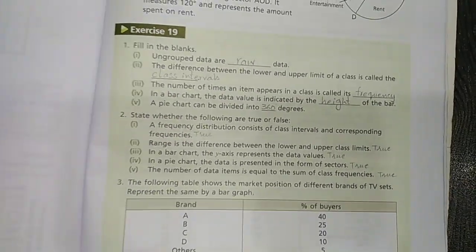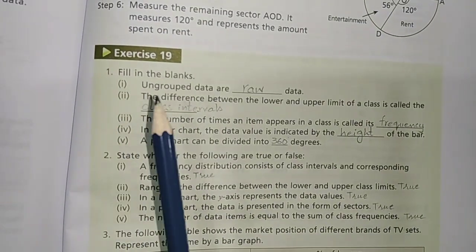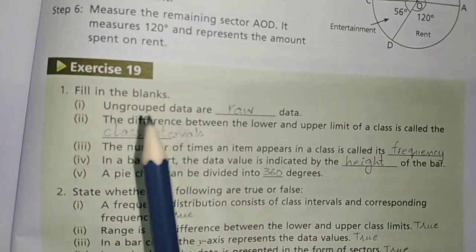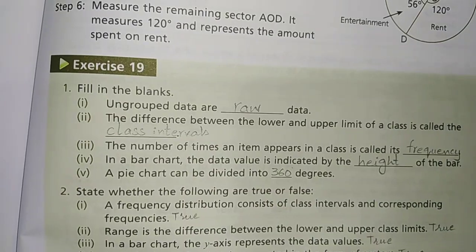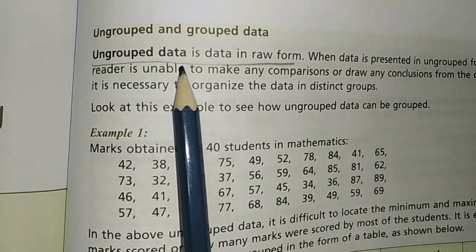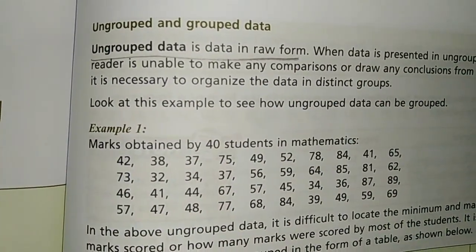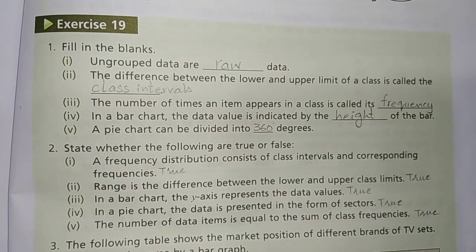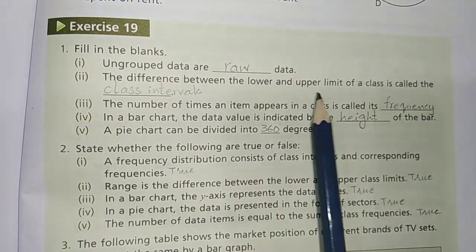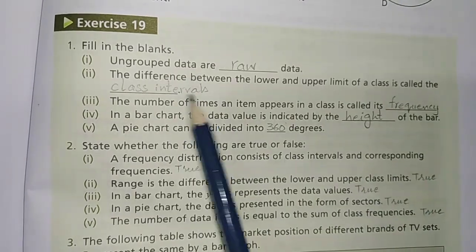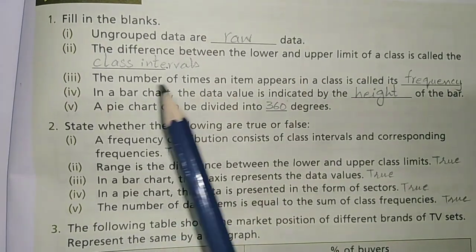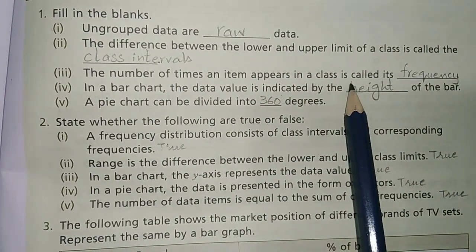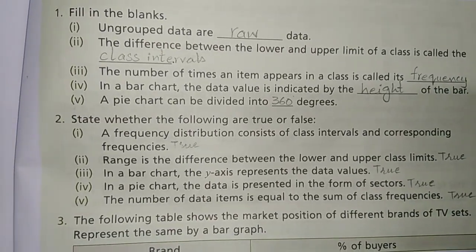Alright, now we have to start our exercise number 19, and question number 1 is fill in the blanks. The first one is: ungrouped data are dash data. Ungrouped data is data in a raw form. So ungrouped data is the raw data. The difference between the lower and upper limit of a class is called the class interval. The number of times an item appears in a class is called its frequency.